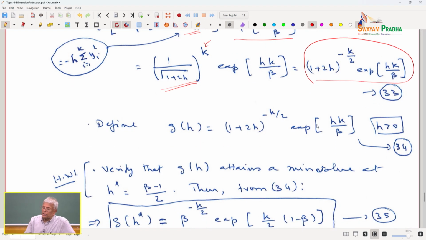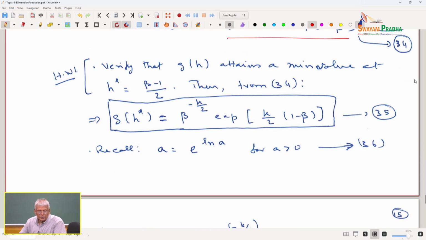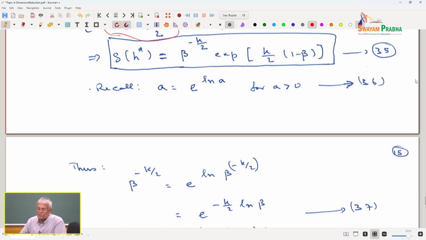If I get the moment generating function by applying the Chernoff bound, there is going to be a parameter. In this case, the parameter is h. I can optimize the parameter by trying to minimize, and so g of h has this particular form. I'm trying to minimize g of h, to find the value of h for which g of h is minimum. The h star that minimizes it is (beta minus 1) by 2. Therefore, g of h star is beta to the power minus k by 2 times exponential k by 2 times (1 minus beta), which is given in 35.